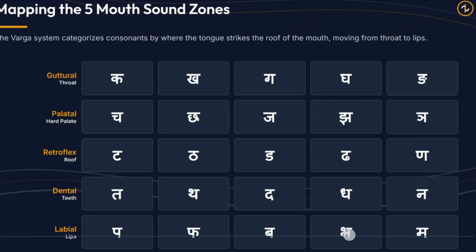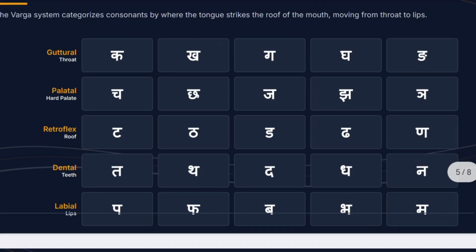Next is the roof. It touches the roof of the mouth. That is for the ta varga. The retroflex letters: ta, tha, da, dha, na. Next is which touches the teeth: ta, tha, da, dha, na. Next it touches the lips. That is for the pa varga: pa, pha, ba, bha, ma.